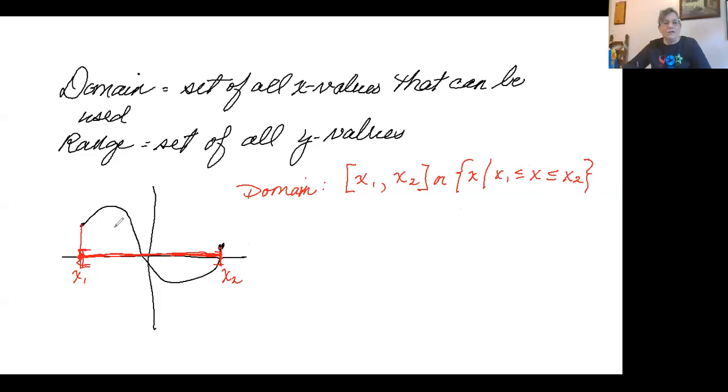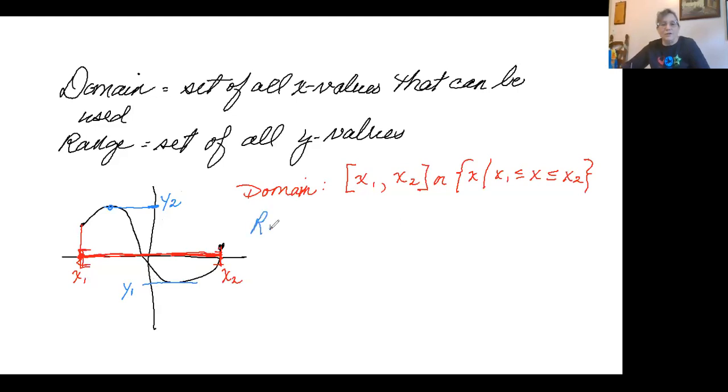If we look at the range, to find the range, you want to find the point that's highest up and the point that's lowest down. These may or may not have anything to do with the endpoints on the graph. In this case, the lowest point, I'm going to call it y1, and the highest point, I'm going to call it y2. So this is some kind of an x, comma, y2, some kind of an x, comma, y1.